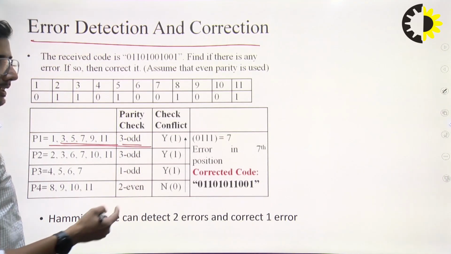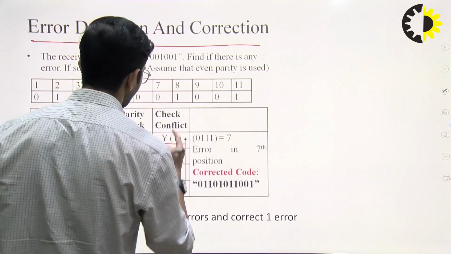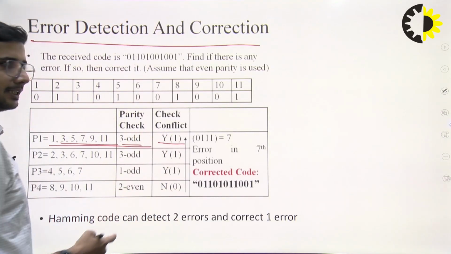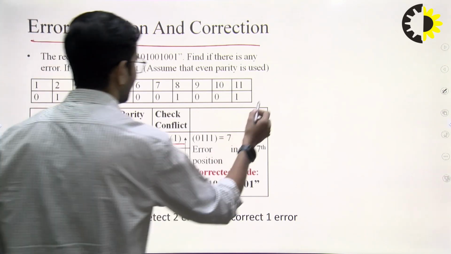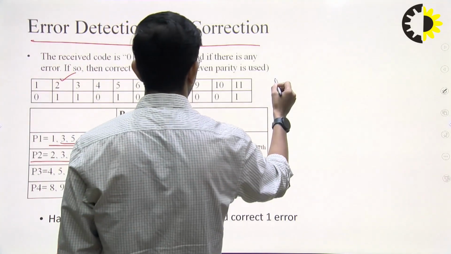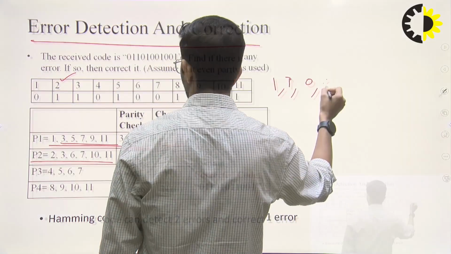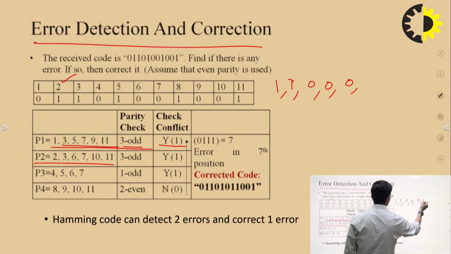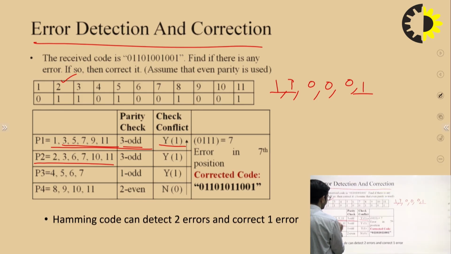So there is a conflict. This is not in an even parity form. So the value of P1 should be 1. So there is an error at that place. It should be a 1, not 0. Now for P2, we will take 2 bits at a time: 2, 3, 6, 7, 10, 11. We can observe that 2 is 1, 3 is 1, 6 and 7 are 0 and 0, 10 and 11 are 0, 1. Again, there is an odd number of ones. So the value of P2 should be 1 in that case. So there is also an error.